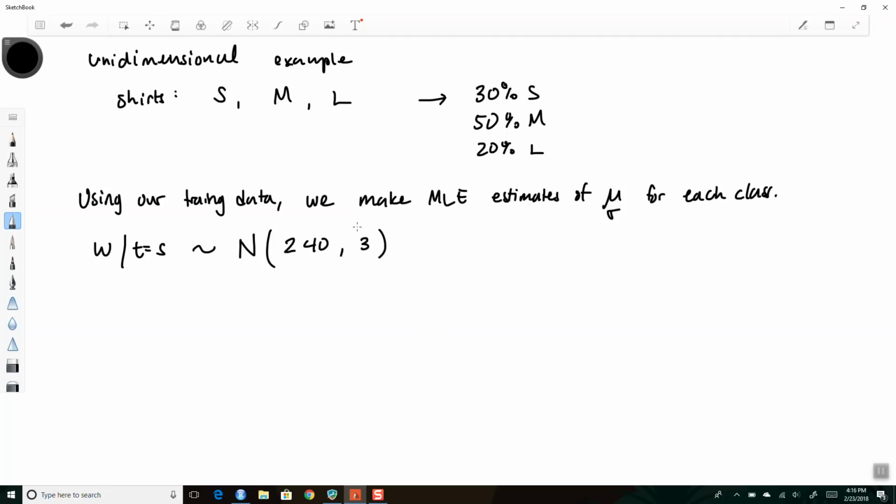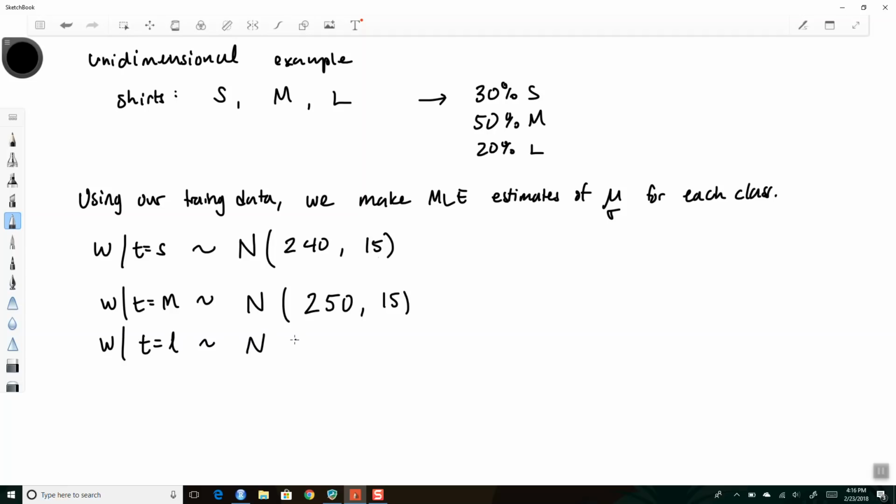Here, let's make this interesting. Let's say this is a low quality manufacturer. High quality manufacturers have low tolerances on everything, but let's just say this is a low quality manufacturer, so everything's all over the place, right? And then we'll say the weights, if they're mediums, will come from a normal distribution with mean 250 and 15, and then the weights, if the classification is large, will be normal with mean 260 and 15 or something like that.